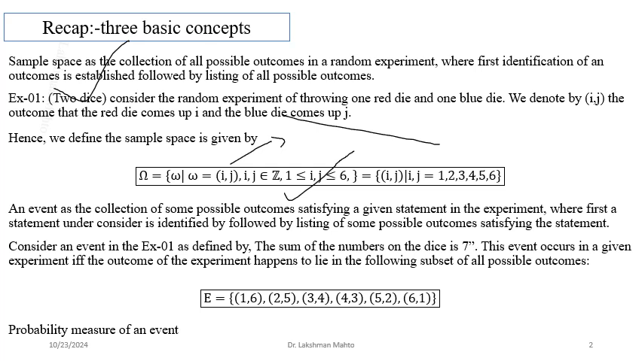Likewise, if you want to define an event in this experiment, we define it by a statement that the sum of the numbers on the dice is 7. If you throw two dice together, what is the sum of the numbers on the faces of those two dice? Here we fix it at 7. Not all possible outcomes will satisfy this statement, just a few. These six ordered pairs will satisfy it. That's why these are in the event E and the rest are outside E, in E complement. So this is the way to compute an event.